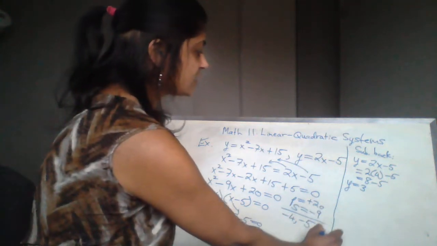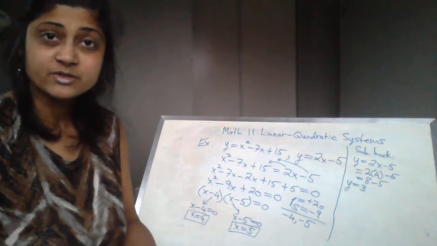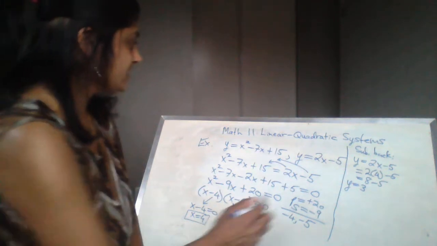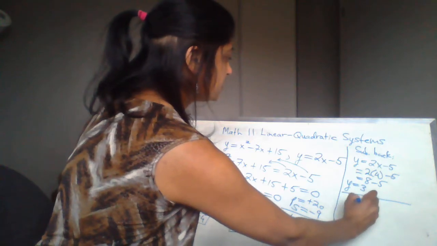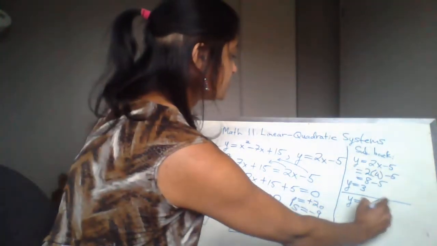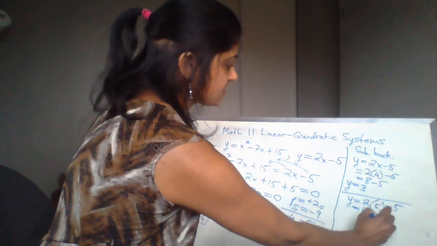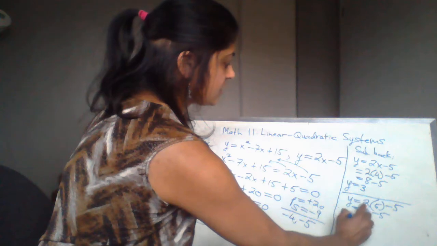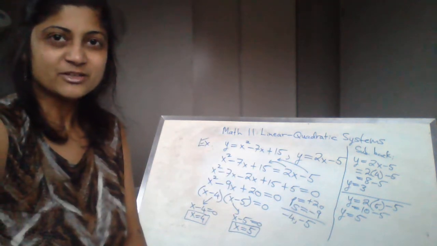Now I can't just plug in one of the x values here. There are 2 points of intersection in this case. So I'm going to plug in my x equals 5 as well. So 2 times 5 minus 5. So this is 10 minus 5, and the y is equal to 5. Are there any questions there?